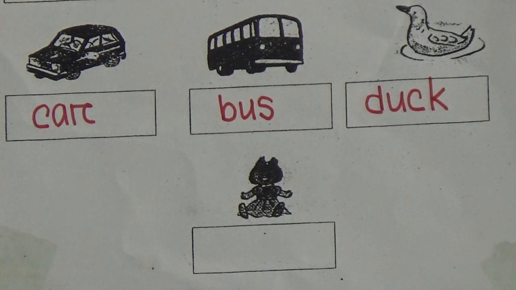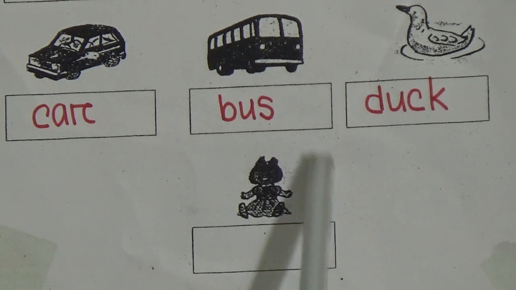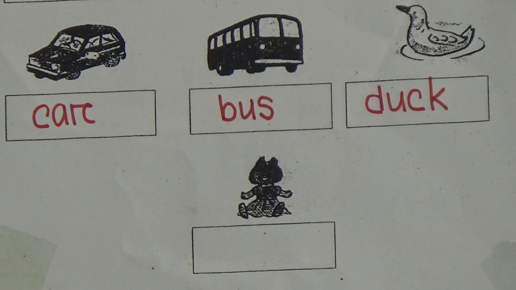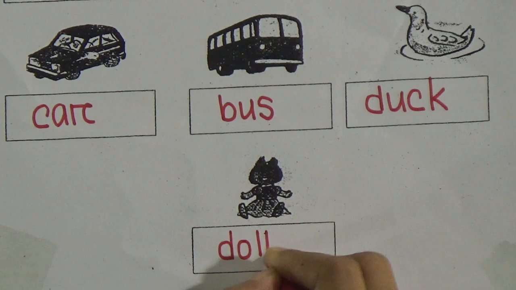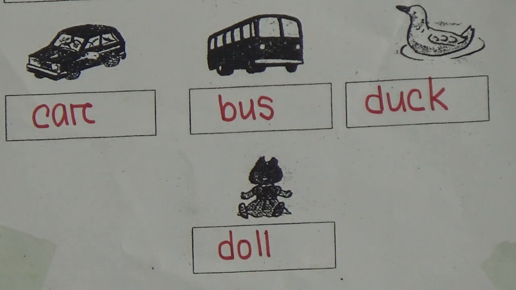Okay, last one. Can you guess what is the picture? We usually play with this. Can you guess? Okay, this is the picture of a doll. Can you spell doll? The spelling is D-O-double L, doll. Again, say D-O-double L, doll.